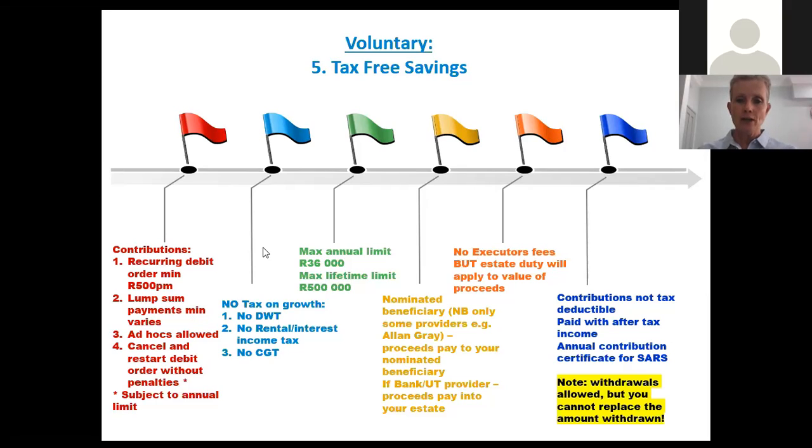Nominate a beneficiary, yes, but only with certain providers. And Allan Gray is an example of one of the providers, or the only provider I recommend to use for the tax-free savings, for a number of reasons. One, it's still an investment company, therefore it understands, and their cost and fee structure is advantageous to the client and to the client's benefit. And number two, it's flexible and their service is excellent.